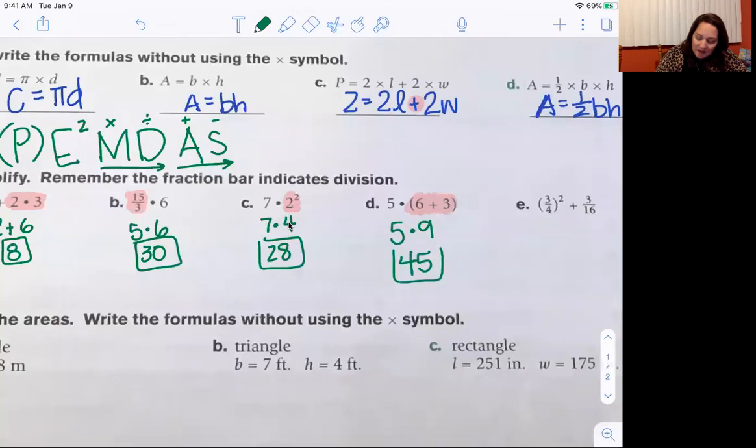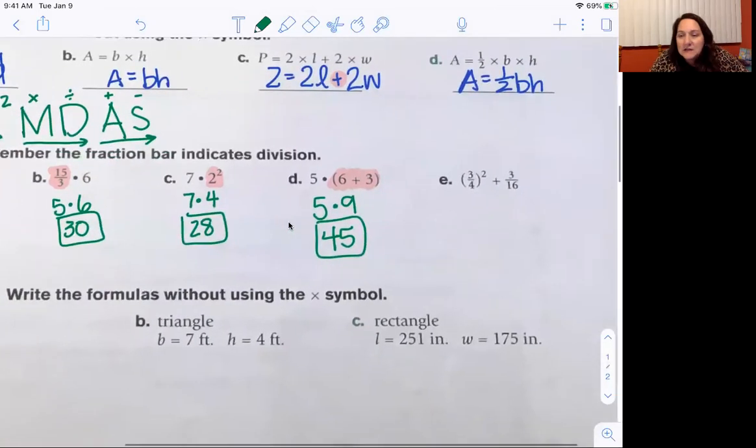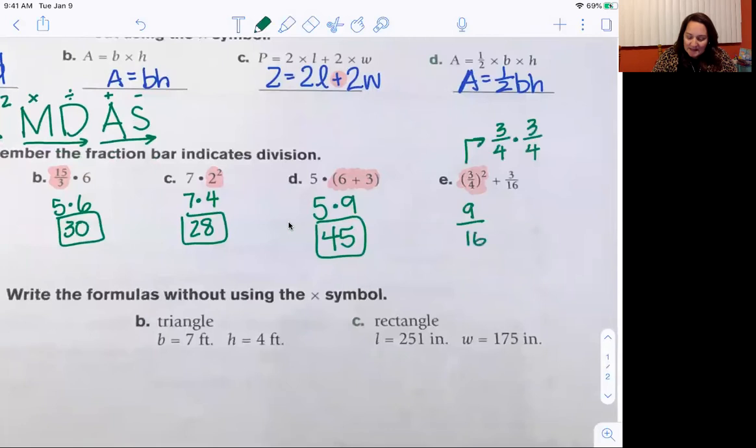45. And letter E, it looks tricky, don't be scared, okay? It's 3/4 squared plus 3/16. Exponents first. When we raise a fraction to a power, all we're really doing is 3/4 times 3/4. So what is 3 times 3? 9. And 4 times 4 is 16. Plus my 3/16, and because they have the same denominator, I can just add the numerators. 9 plus 3 is 12/16.